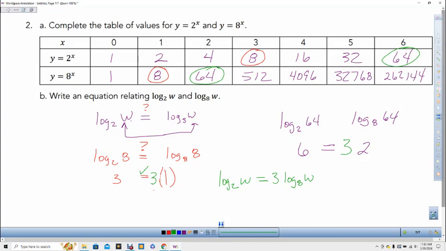Now, here's the thing that's neat about this, though. What do you notice about 2 and 8? 2 to the third power gives you 8. And that is a property that you can know and you can use. 2 to what power gives me 8? 3. We'll just throw that 3 out in front of the log expression of the larger of the two. And now you've got an equivalent log expression.